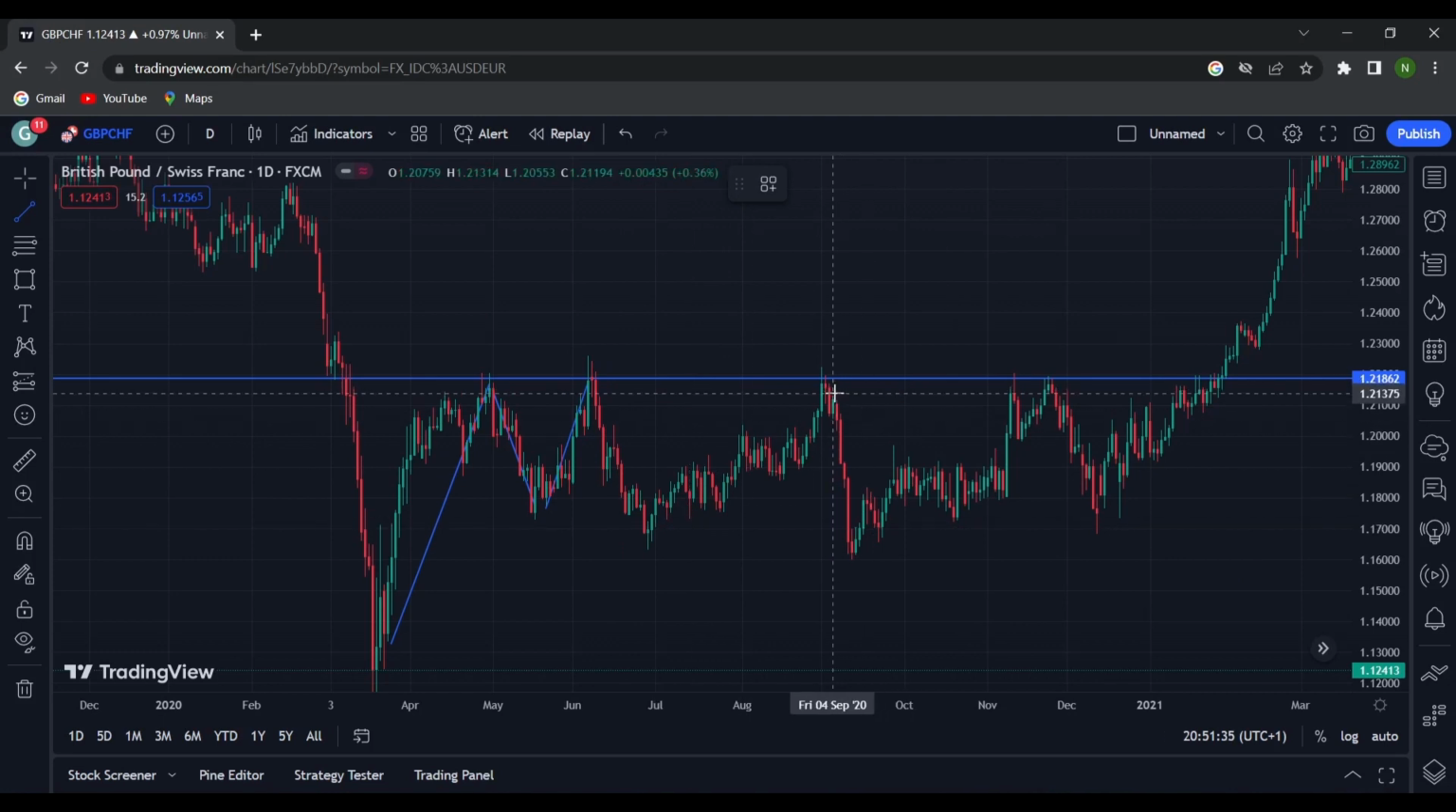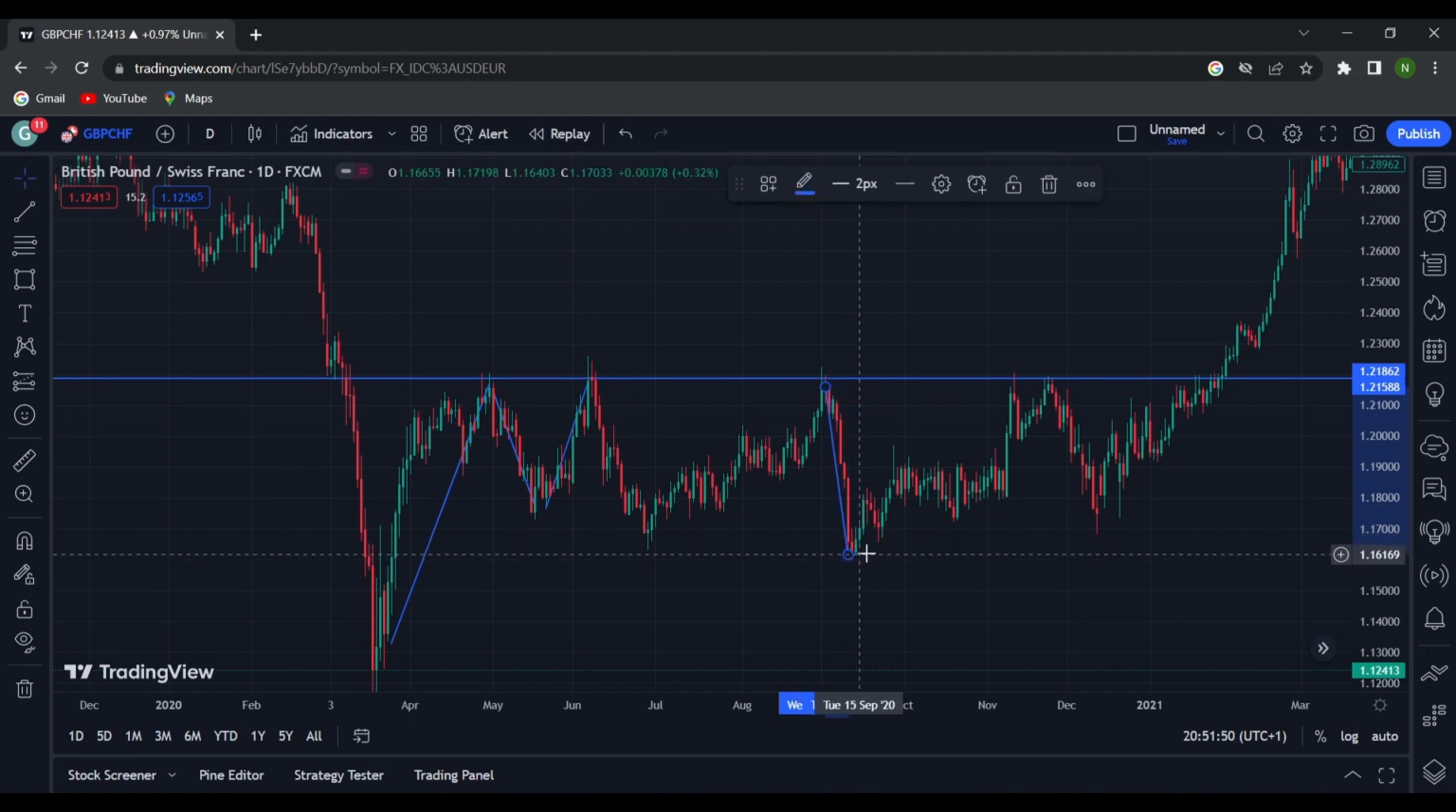So the next time it reaches this area right here, sellers will be selling off when they get a reaction, and based obviously on their criteria of their trading strategy. And if they were to go short on this one, they would have gotten a lot of profit. So you can see how useful resistance and support zones can be if they are used correctly.